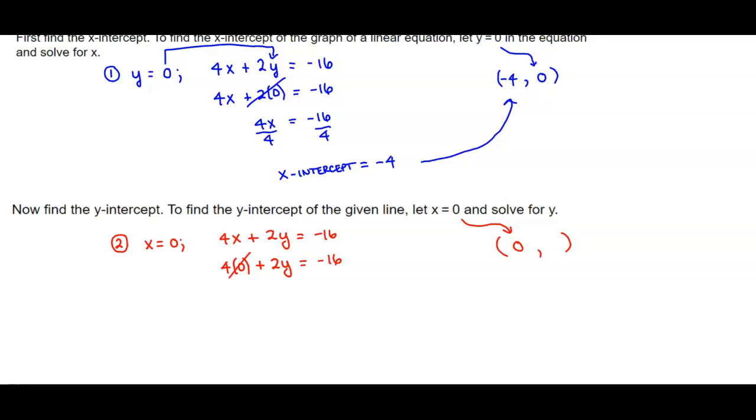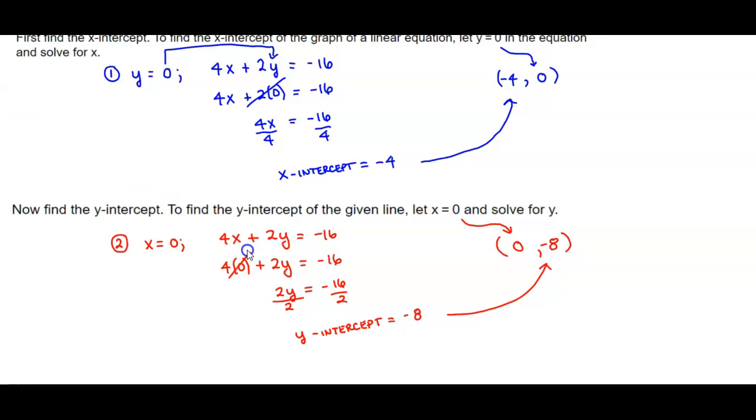Well, we know that 4 times 0 is 0. So what's left is 2y, which is equal to negative 16. Divide both sides by positive 2, and therefore the y-intercept is negative 16 divided by 2, which is negative 8. And therefore there is your y-intercept.